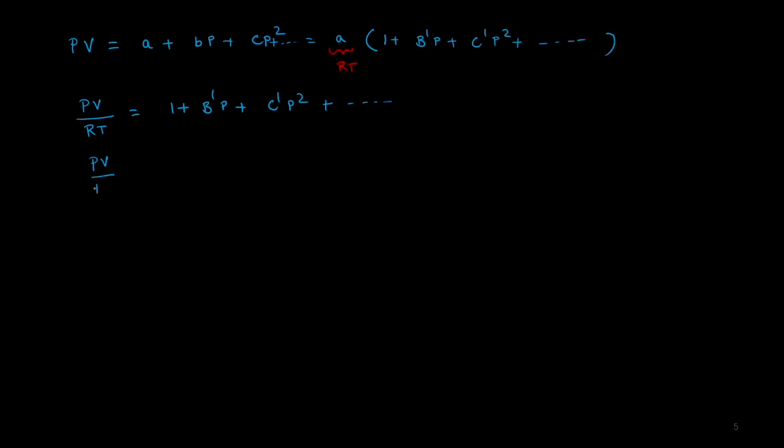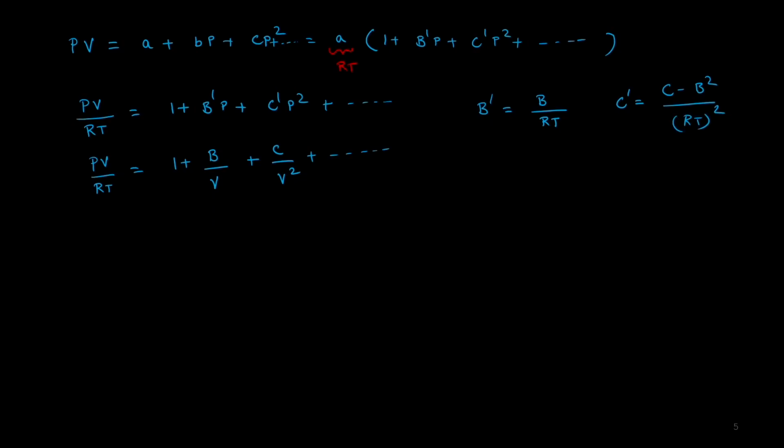An equivalent expression can be written for a power series in terms of V. So the coefficients are going to change. We'll replace B prime with B and C prime with C over V squared plus so on. And in fact, these quantities are related. B prime is going to be equal to B over RT. C prime is going to be equal to C minus B squared over RT whole squared, and so on.